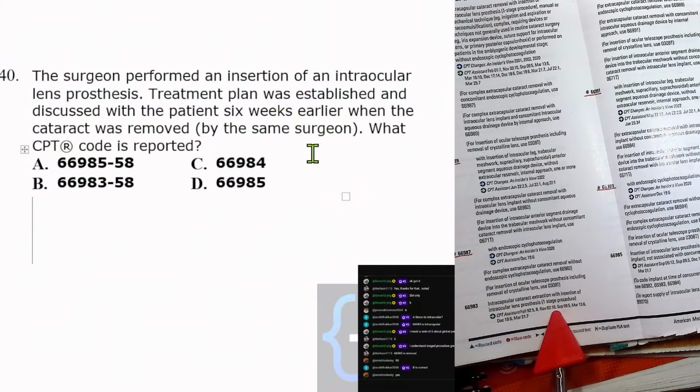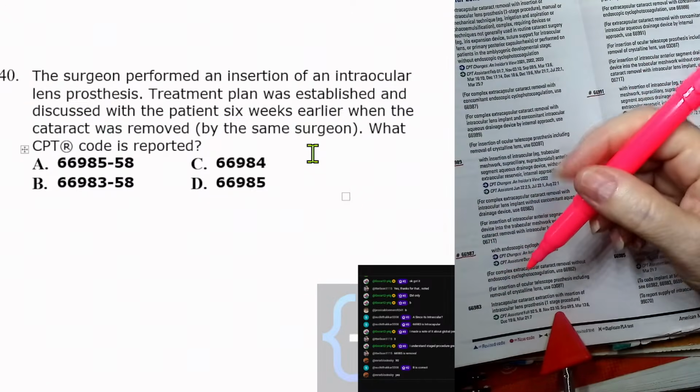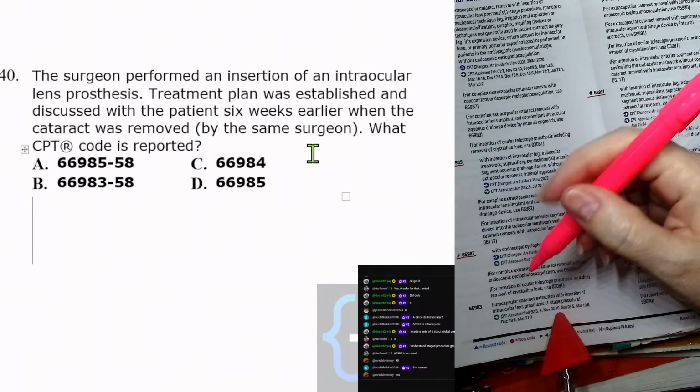In code 66983, there's a bracket. What does it say inside that bracket?